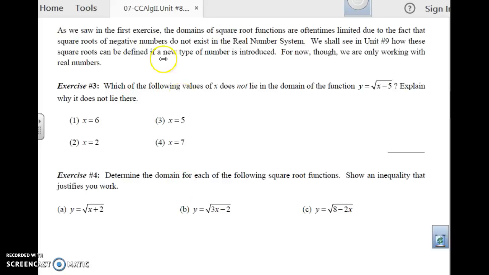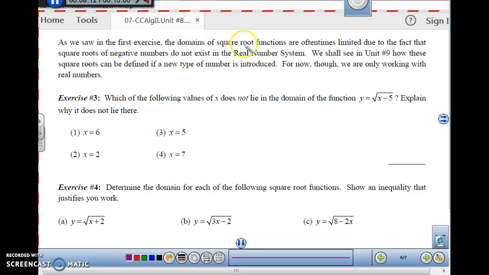All right, now as we saw in the first exercise, the domains of square root functions are oftentimes limited due to the fact that square roots of negative numbers do not exist in the real number system. That's with the error stuff that we end up with. All right, so we'll be talking about those later on, but let's be working with real numbers. So which of the following values of x does not lie in the domain of the function y equals the square root of x minus 5? So basically, if we're looking for the square root of x minus 5, we want it to be real numbers.